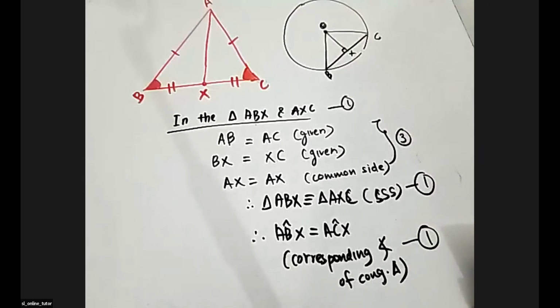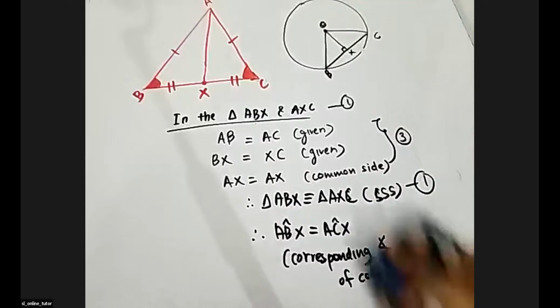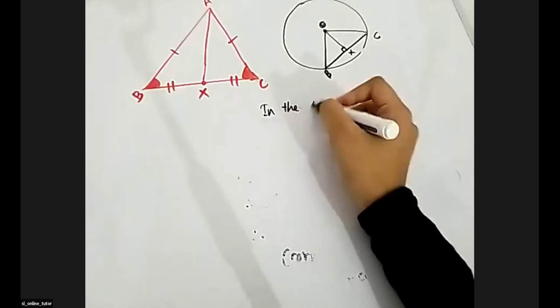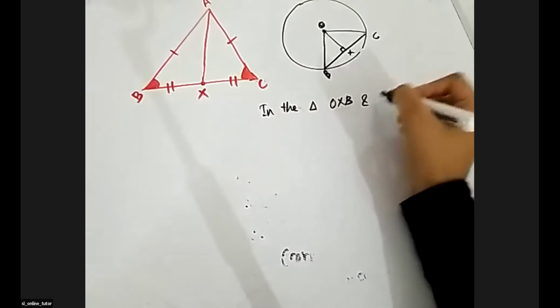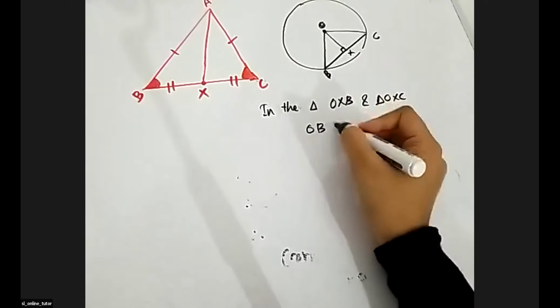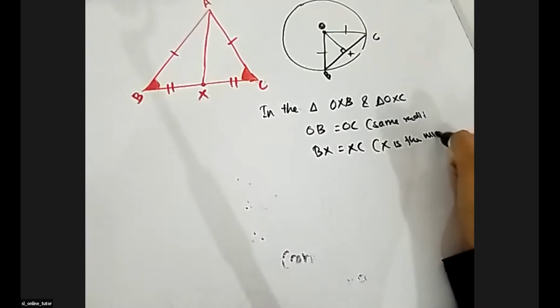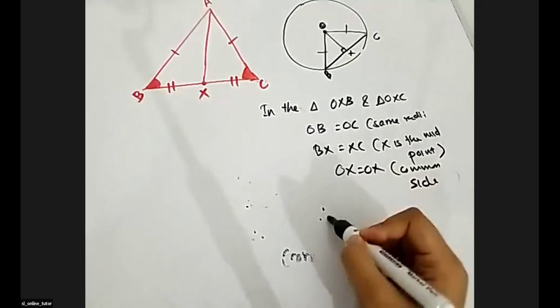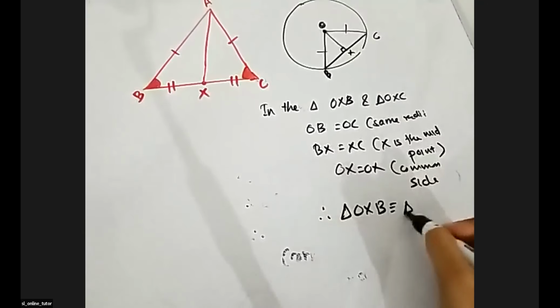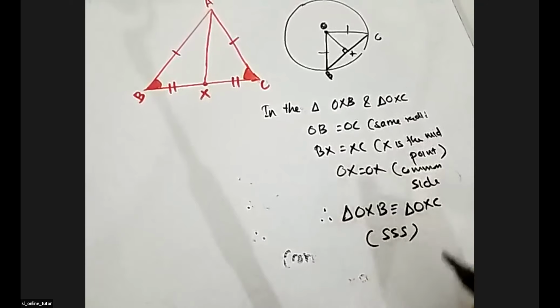Okay, now what are the 2 triangles we have to consider here? This is easy. OXB and OXC. You can write down in triangle OXB and triangle OXC, OB is equal to OC, same radii. It's a radius, okay? And you can write down BX equal to XC, X is the midpoint. What else? OX is common side. Then you can write therefore triangle OXB congruent to triangle OXC under the case of SSS.